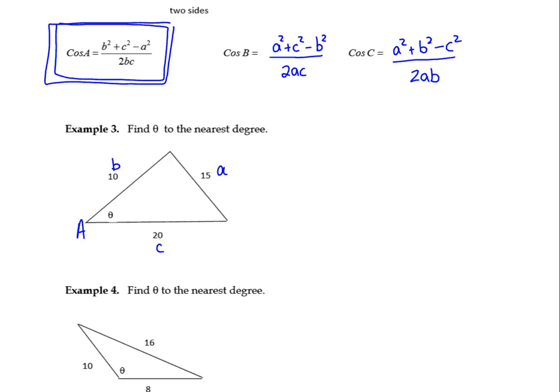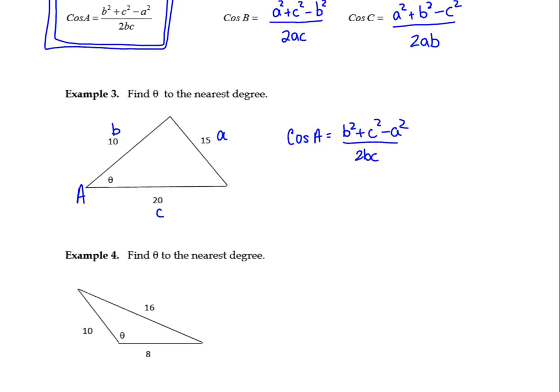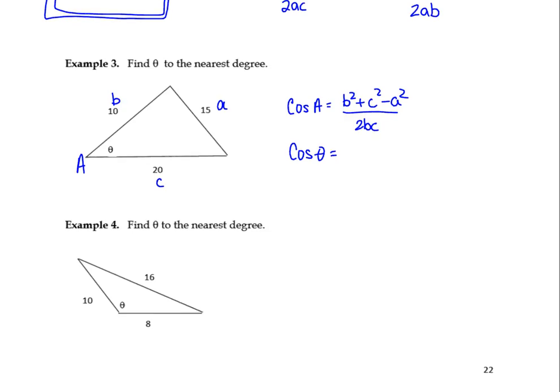Okay. So let's sub it into this formula. Cos of A, or theta, whatever you want to call it, equals 10 squared plus 20 squared. It's important that we're subtracting who? The A. So we're looking for angle A. We're subtracting side A. Minus the 15. Divided by 2 times the two sides? B and C. So 10 and 20. Okay.